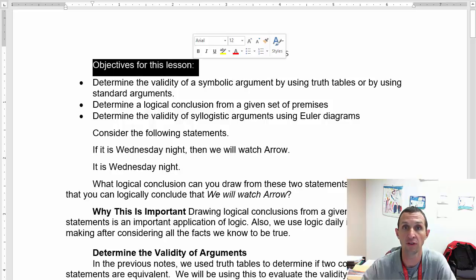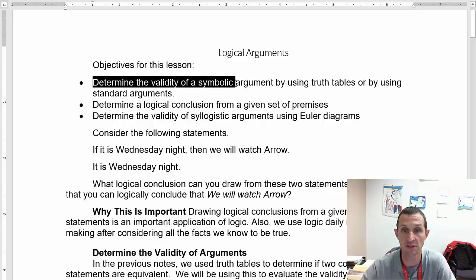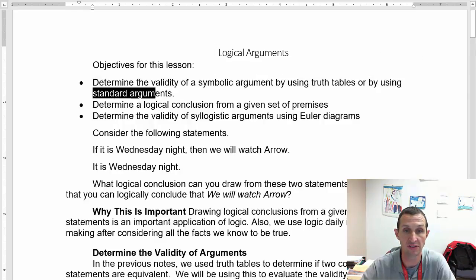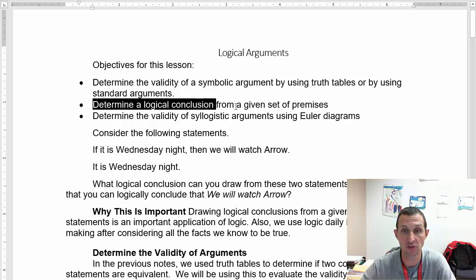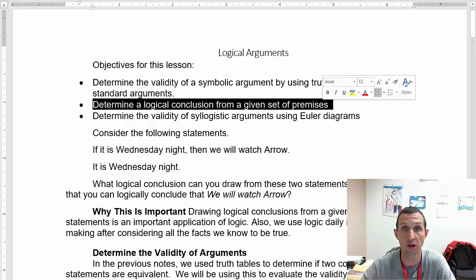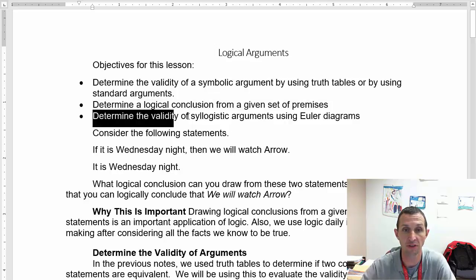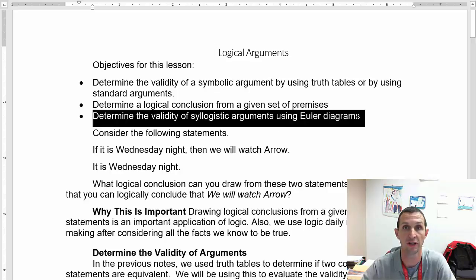The objectives for this particular lesson are to determine the validity of a symbolic argument by using truth tables or by using standard arguments. I'm going to show you 8 standard arguments. Then determine a logical conclusion from a given set of premises, and we're going to use a truth table for that. And then, of course, determine the validity of a syllogistic argument using Euler diagrams. We're going to use some set theory for that.